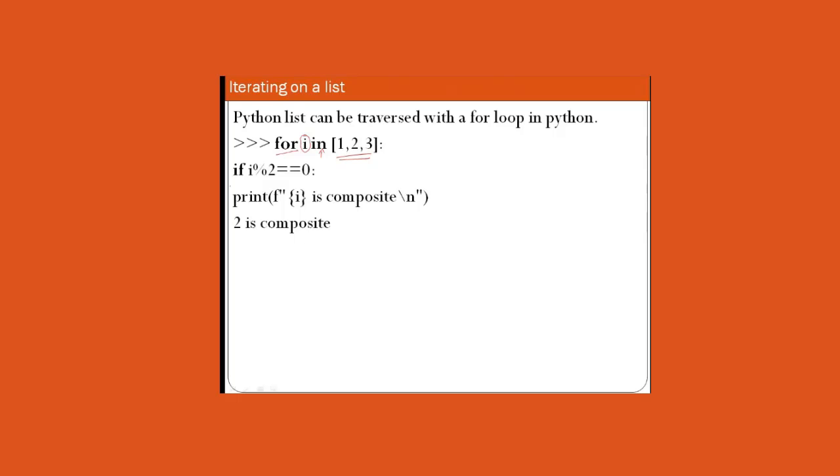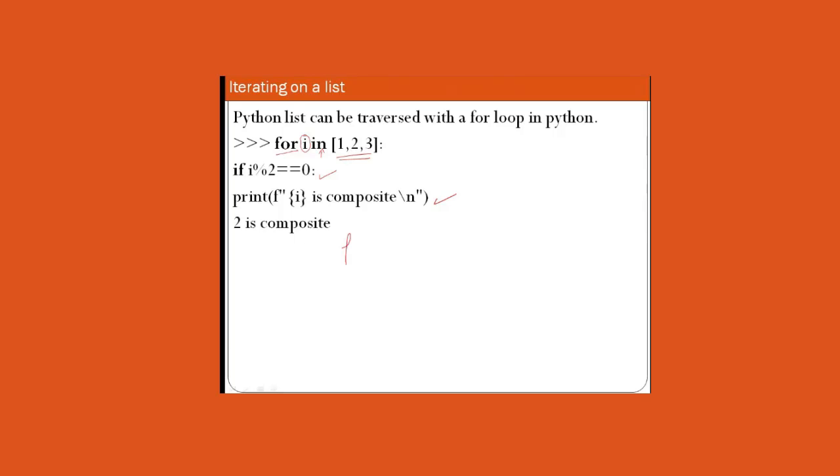So what you are doing is, if this i when divided by 2 gives you the remainder 0, it will display it is a composite. So it is picking elements one by one and checking for this condition, accordingly displaying the message onto the screen. So you are iterating through the list one by one.